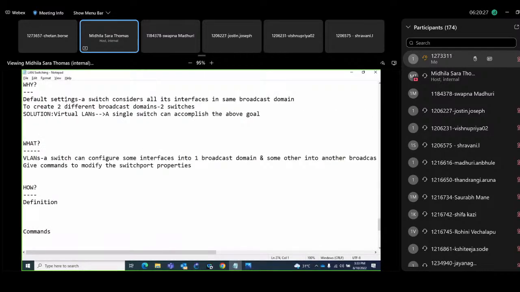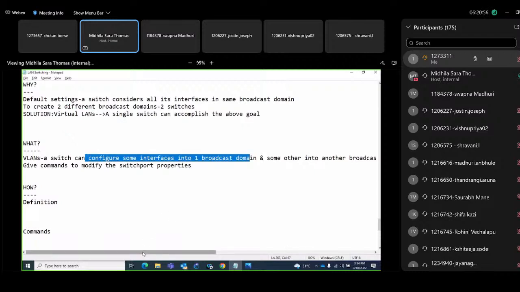Now you read it. A switch considers all its interfaces in the same broadcast domain. Usually, to create two broadcast domains, you put HR together in one switch, IT in one switch and marketing in one switch. It will be difficult, of course. Is there a way to achieve this with a minimum number of switches? Yes, and that is virtual LAN.